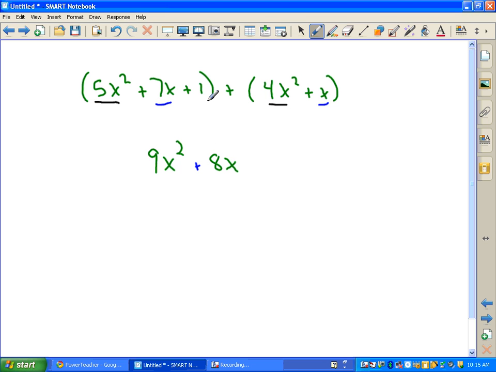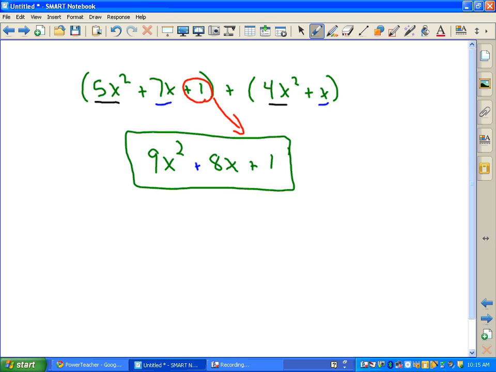And now at the end, I see that I have just a plain whole number in the first polynomial. I don't have anything to combine it with in the second polynomial. So if there's nothing to combine it with, it's just going to come right down here as is. So plus 1 at the end of this. So there's my answer. 9x squared plus 8x plus 1 is the answer when I add those. An exponent of 2, exponent of 1, exponent of 0. We're good. It's in standard form.